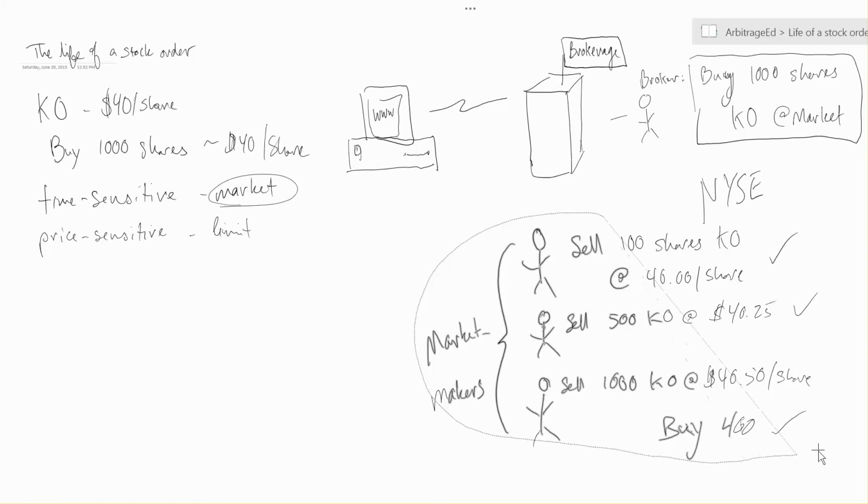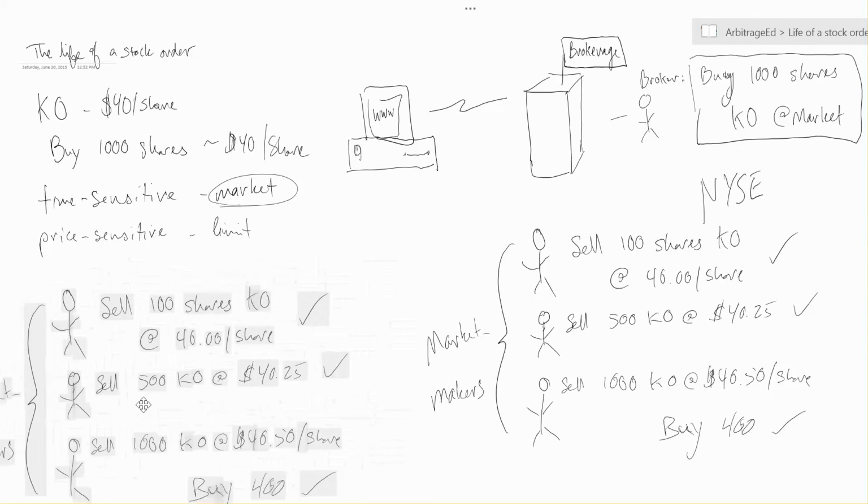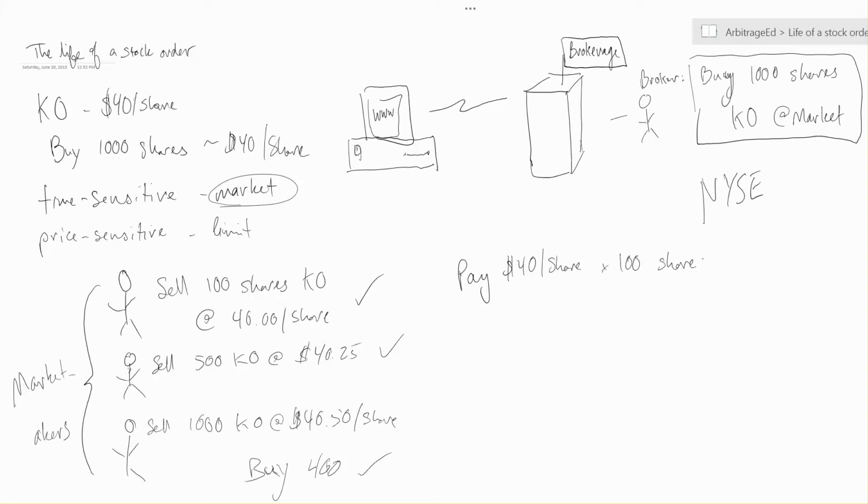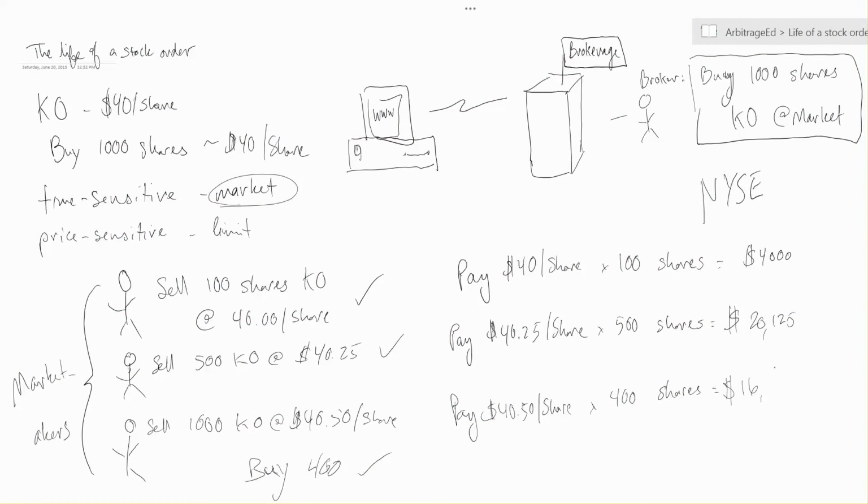I'm going to move this drawing over and give myself some space here. Looks like the M didn't go with me, but that's okay. So we pay 40 per share times 100 shares, a total of $4,000. Then we pay $40.25 a share to the second market maker for 500 shares, a total of $20,125. And we'll pay $40.50 a share times the remaining 400 shares.